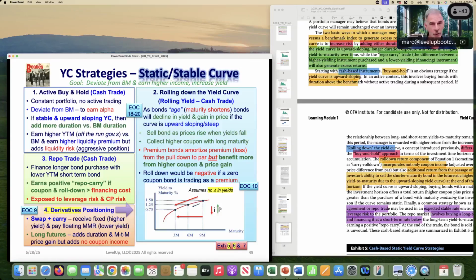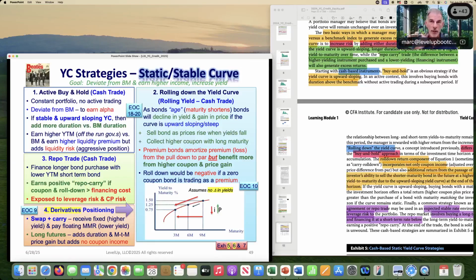I'm not buying futures. I'm not doing a repo. I'm not doing a swap. I am buying a cash bond. And if you notice in my slide, number 1, active buy and hold is a cash trade. A repo should be a cash trade. And a rolling yield is a cash trade. But a derivatives position, such as a swap or a futures, is not a cash bond trade. It's a derivatives use. So there are 5 different ways to add value to a client. 3 are cash-based, 2 are derivative-based.